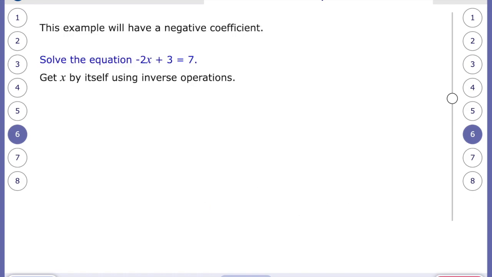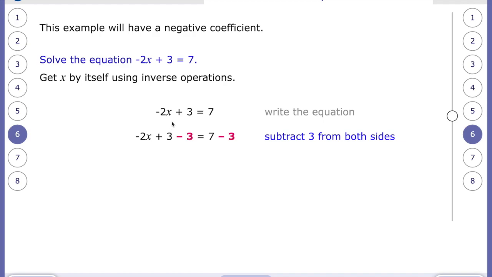This one has a negative number, so it makes it a little bit harder. Our equation is minus 2x plus 3 equals 7. So let's get rid of the 3's first. So we're going to subtract 3 to get rid of the add 3, and we have to do the same on both sides. So now we have negative 2x equals 4.